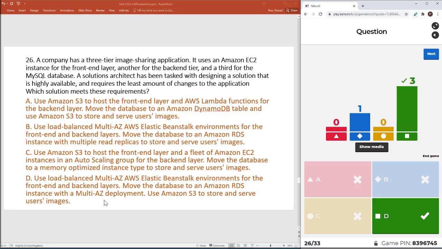But then there is another problem. It says use Amazon S3 to store and serve user images, and the question says least amount of changes. In option B, it uses multiple tables to store and serve user images. There is no mention in the question of how the images are being served right now. It does not say whether it is a MySQL database or some file server. But what is mentioned is that we need high availability, and for that, multi-AZ is the right option and not read replicas. So option D is the right answer.